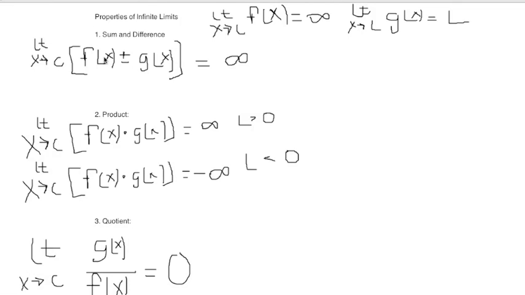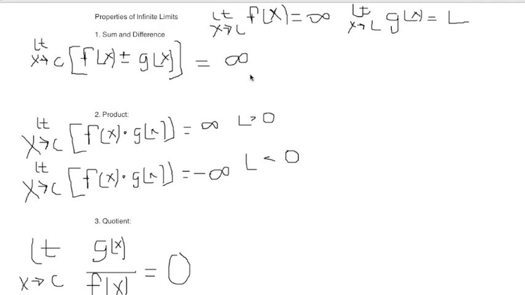Okay, we've come to the last leg of our tutorial on infinite limits, and we just need to go over some properties of infinite limits. Let's say we have the limit as x approaches c of f of x equals infinity, and let's also say we have the limit as x approaches c of g of x equals L, some number. We have three things. First, the sum and difference property: the limit as x approaches c of f of x plus or minus g of x is going to equal infinity.